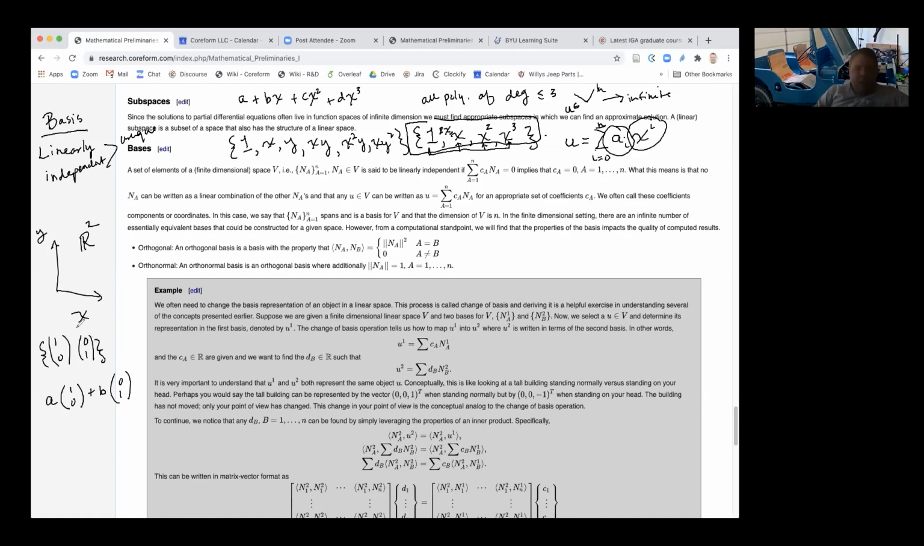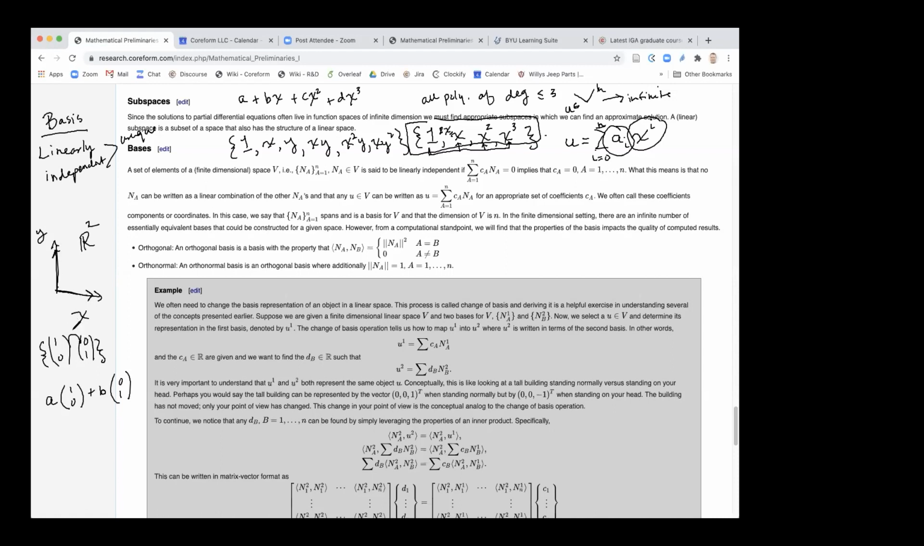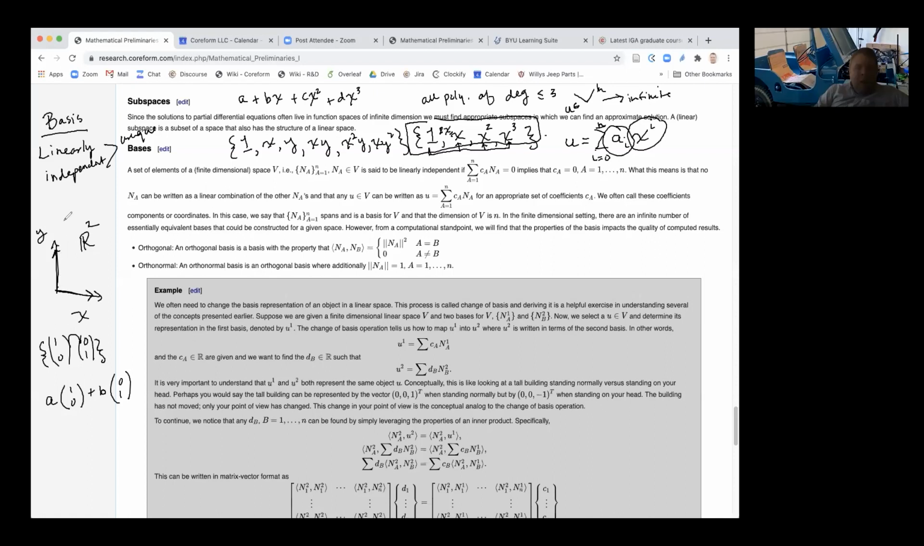Well, they're perpendicular. They're not linearly dependent, right? They're linearly independent because notice that these vectors don't share anything in common. There is no part of the vertical vector that's in the horizontal vector. So we know that they're perpendicular, and we know they're linearly independent because the vertical vector can't be represented in terms of the horizontal vector and vice versa, right?